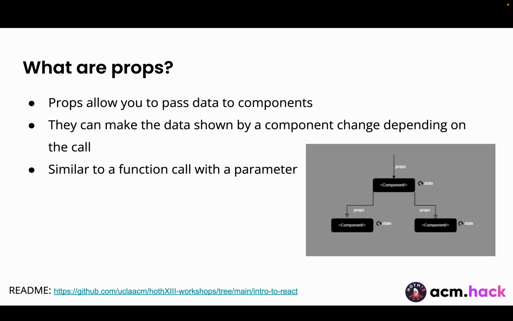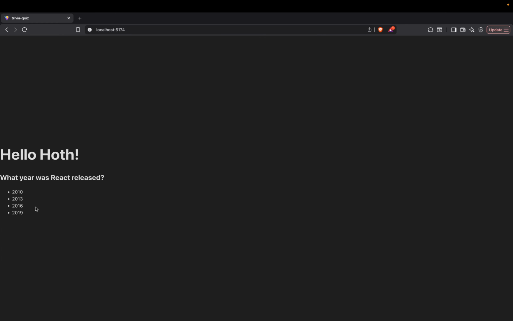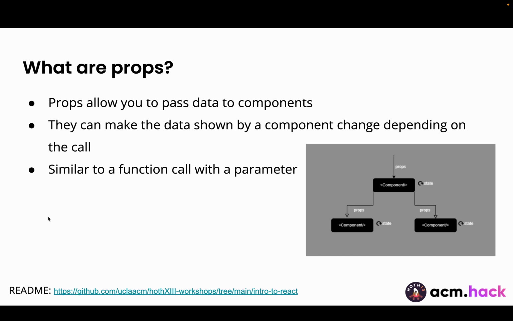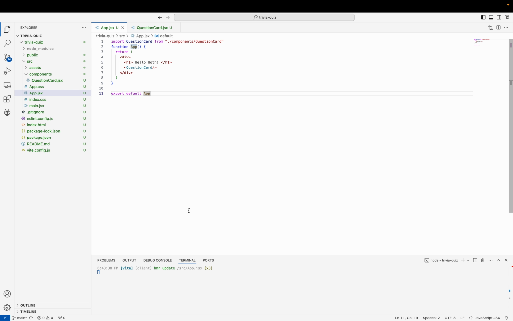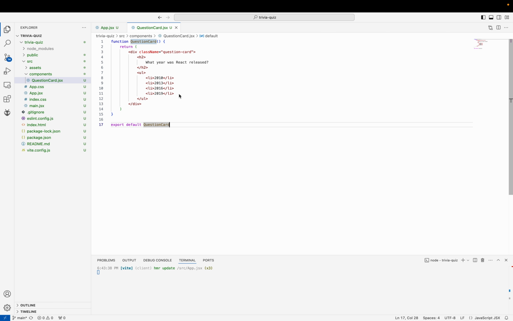All right, so now let's move on to the second part, props. Essentially, what we have is a component here that will never change. We in fact want this component to change based on what we pass into it. Props are kind of like function parameters, where you can pass data to components and make them change based on the result. So let's create some props. In QuestionCard.jsx, let's add in a question prop where the output will change based on what question we pass it. Let's do that now. Let's go to QuestionCard.jsx and modify the QuestionCard. Curly brace.